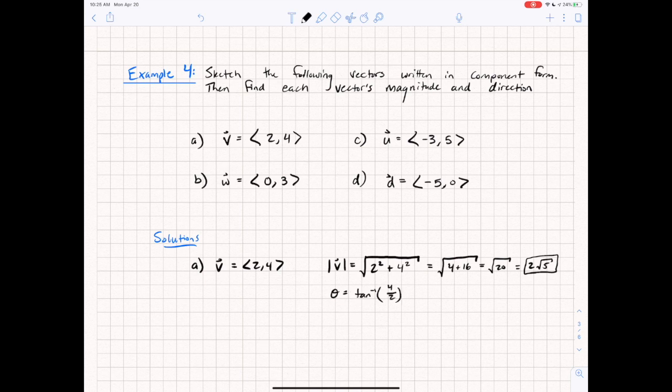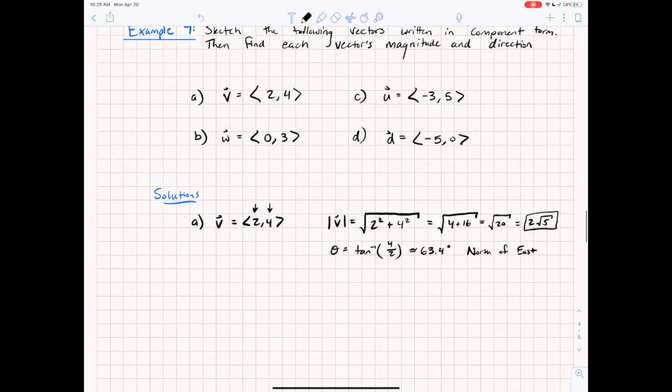And the inverse tan of that would be 63.4 degrees. And because this is a positive 2 and a positive 4, this would put me in quadrant 1. So this would be measured as north of east. All right, part B.